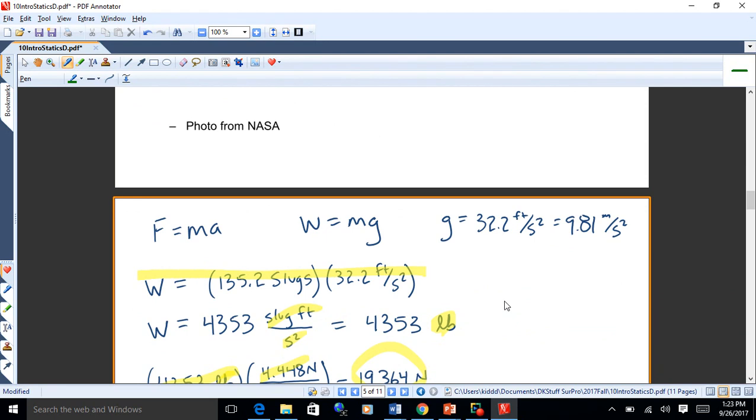Okay, so g is 32.2 feet per second squared, and that's 9.81 meters per second squared. So to get the weight, I would take the mass times gravity. Now, when you do that, be sure you're using the proper gravity. I've seen people do this incorrectly a number of times. I've got a mass in slugs. That's the English system. So I want to use gravity in feet per second squared. So if I do that and I run the numbers, I get about 4,350 pounds.